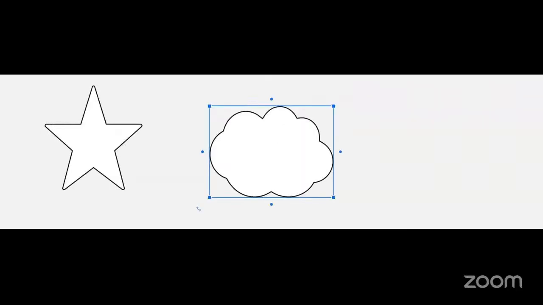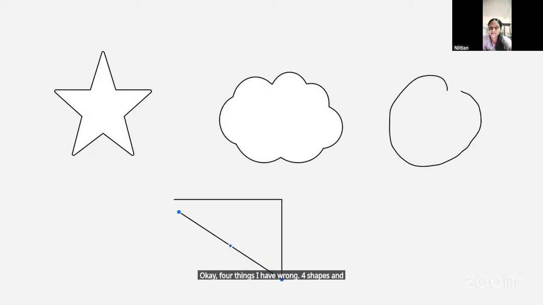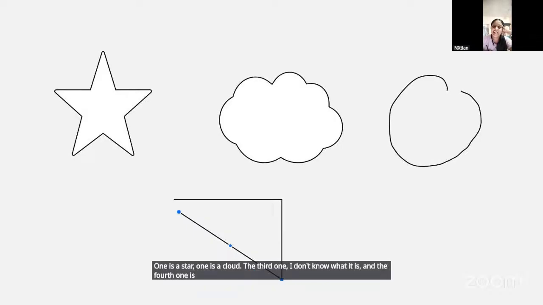Then I've drawn something more. Okay. Then something more. And then, okay, four things I have drawn. Four shapes and forms. One is a star, one is a cloud. The third one I don't know what it is, and the fourth one is almost a triangle.